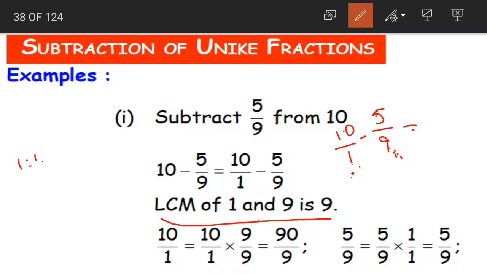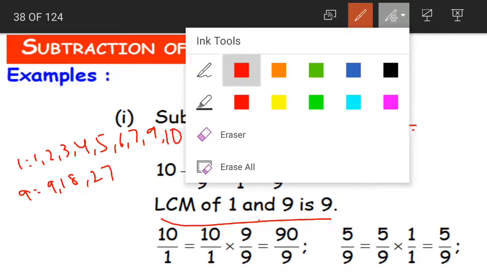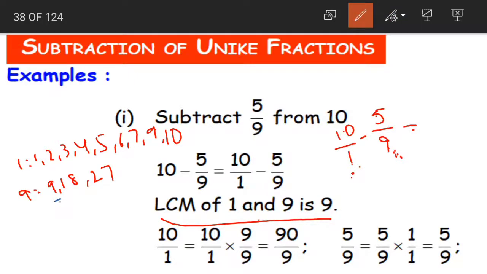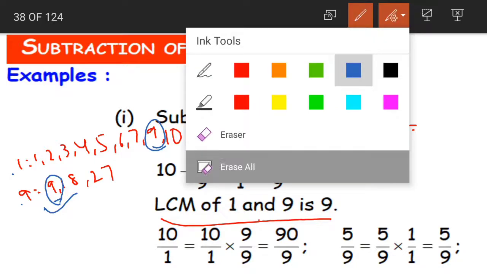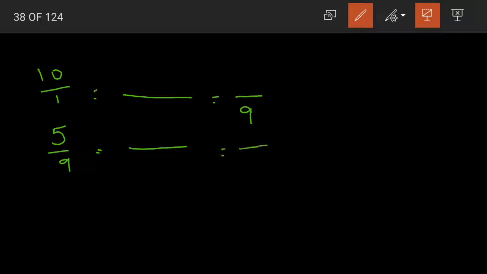Yes, when we take the LCM of 1 and 9, what are the multiples of 1, children? These are the multiples of 1. And coming to the multiples of 9, these are the multiples of 9. We can stop after the first multiple itself. Why? Because we got our least common multiple, that is 9. LCM of 1 and 9 is 9 here. 10 by 1 and 5 by 9. What is the LCM that we got? We got 9 as our LCM.